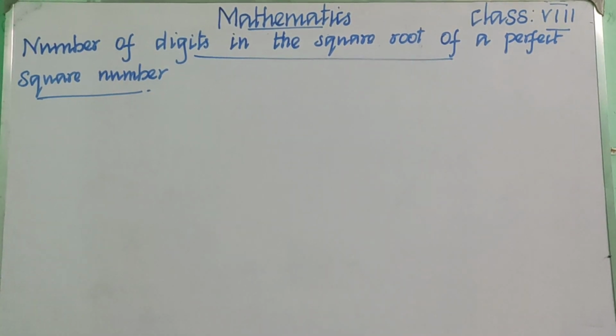Okay children, the next topic we are going to learn is about the number of digits in the square root of a perfect square number. So till now we have learnt about the square root, square number and all, right? Now we are going to calculate the number of digits in the square root of a perfect square number. Okay children, let me tell you the rule.